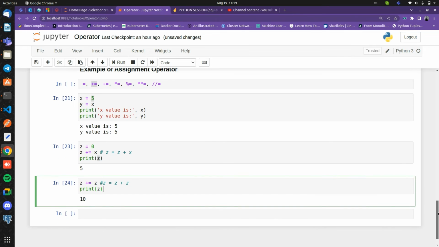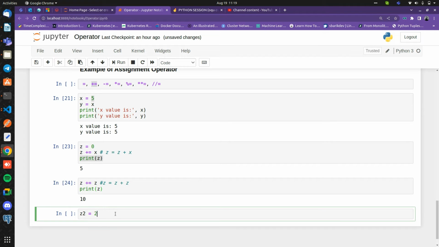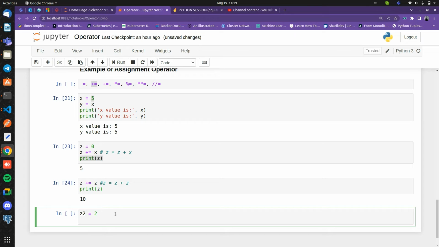Okay, so this is called an add and assign operator. Next is subtraction and assign, which is called minus equal to. This is the same as add and assign, but you have to subtract here. Let's say z2 equal to 2, and then z2 minus equal to z.